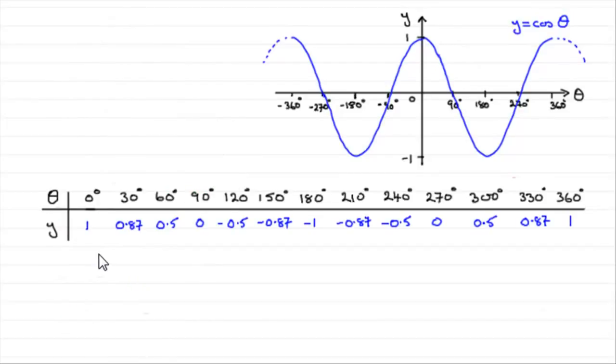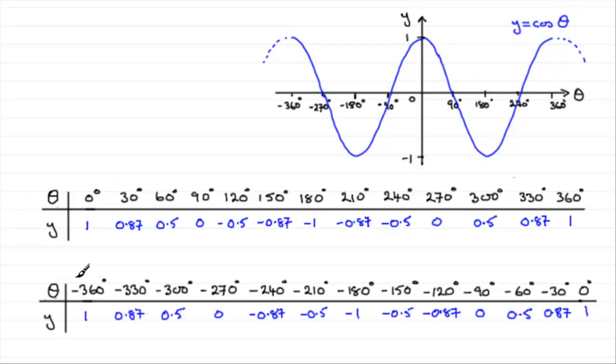Now as with any graph, you can draw up a table of values. Like in this one, I've drawn up 0 to 360 degrees, and you could use your calculator, as long as it's in degrees mode, to work out the corresponding values for cos theta and plot them. And the same applies if you want to go from minus 360 degrees to 0 degrees.